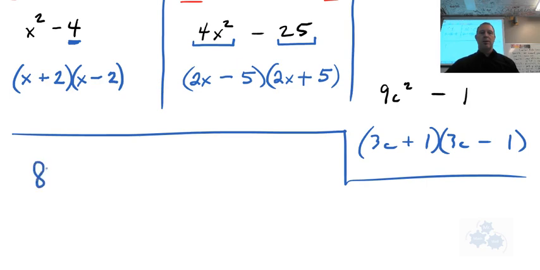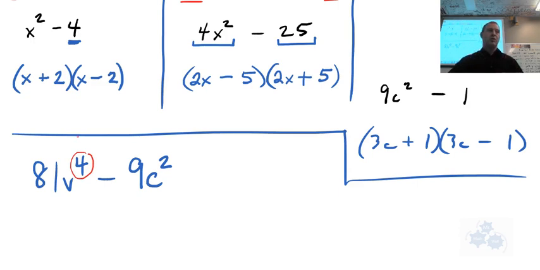Okay, I'm just going to make this one up here. 81v to the 4th minus 9c squared. Wow. That one looks really complicated. Super bad. First of all, is this a difference of squares? Is 81v to the 4th a perfect square? If the exponent is an even number, if it can be evenly divided by 2, that means it's a perfect square. Because that's what you do with exponents. You split them in half. That's what square rooting exponents means. Okay, and of course, this is a perfect square as well. So go ahead, write the answer down there.